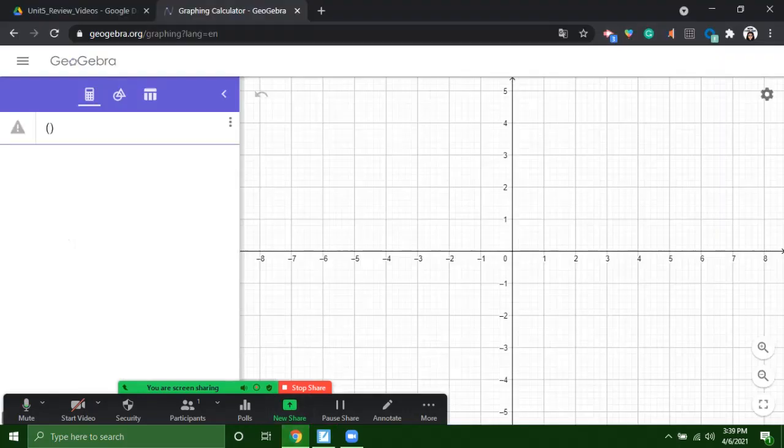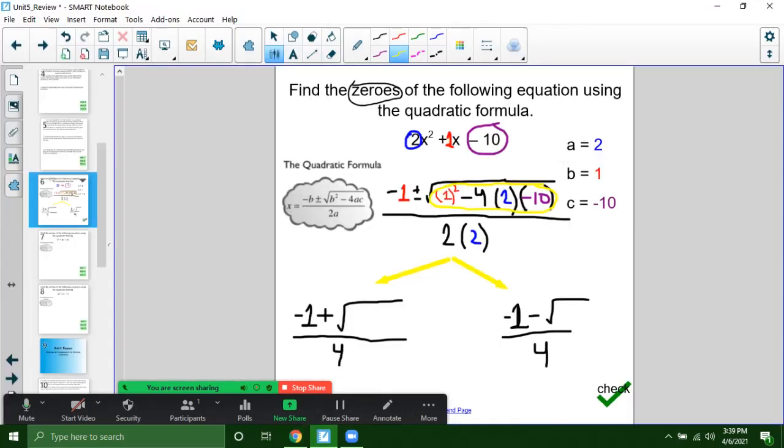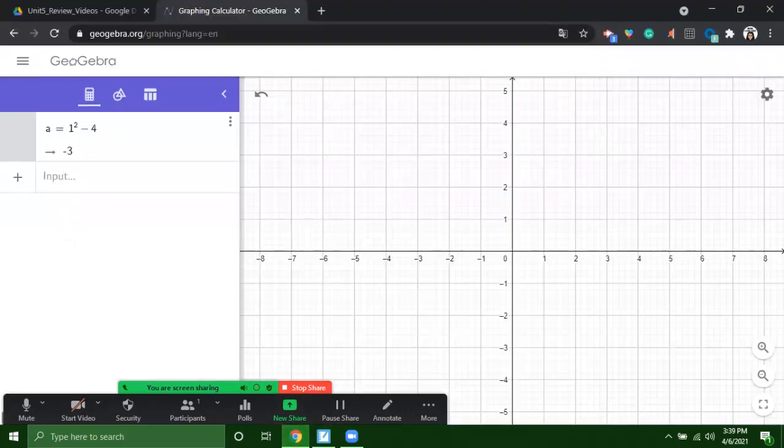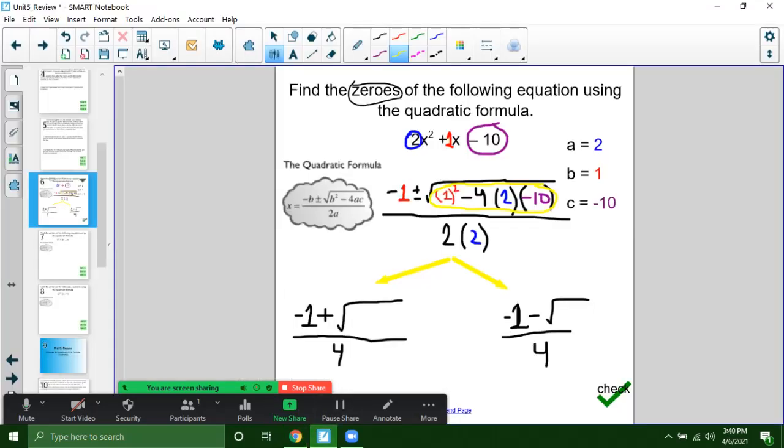Again, remember the parentheses. So we have 1 to the power of 2. Then it's minus 4. And then inside the parentheses, we have 2 and negative 10. So 2, and inside the other parenthesis, we have negative 10. There you go. So your answer inside the radical has to be equal to 81, like this says. So we have 81 inside here.